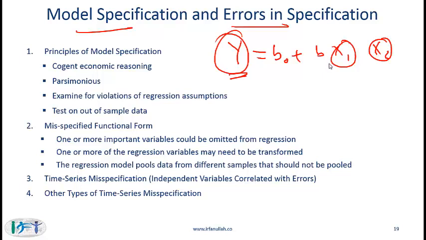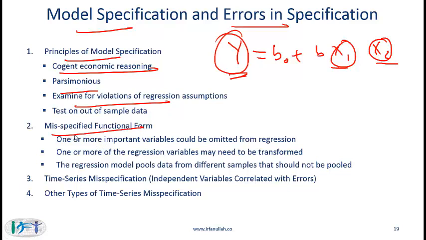We'll just have to evaluate whether the model is good or not. You also might be tested on the principles of model specification. One principle is that there should be cogent economic reasoning. There should be an economic rationale for using particular independent and dependent variables. It should be parsimonious, which means that your model should have as few independent variables as possible. You should see whether there are any violations of regression assumptions, and a model is useful if it can be tested on out-of-sample data and it also works on out-of-sample data.